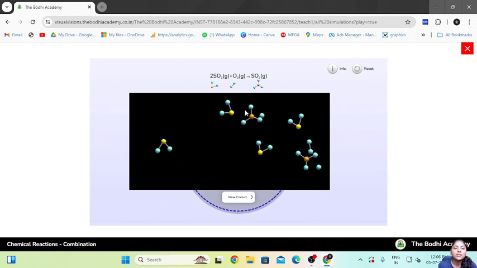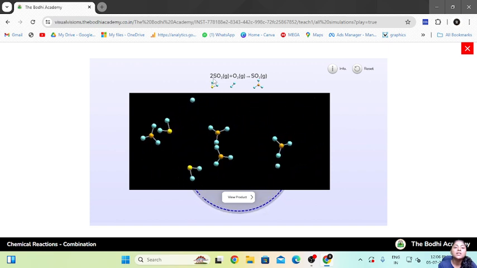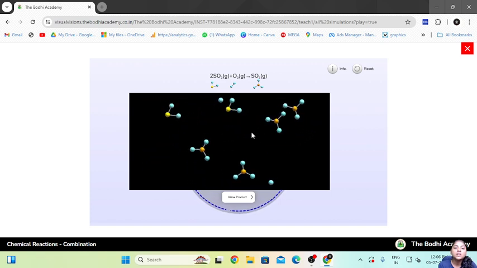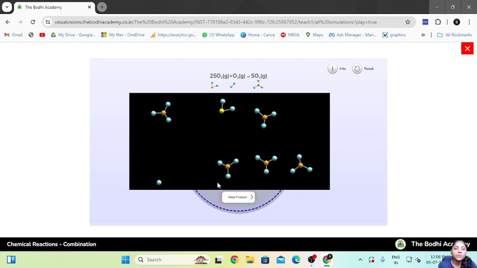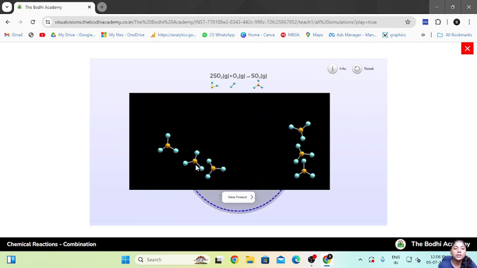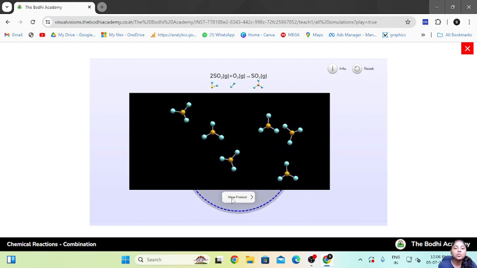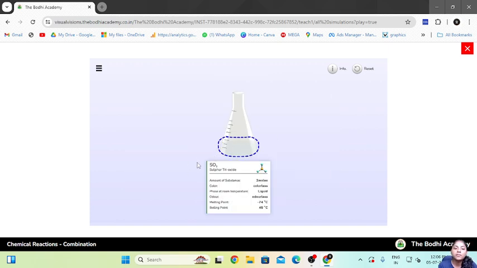So again, see, these oxygen molecules will react with the sulfur dioxide molecule to form the sulfur trioxide. Okay, now these two will combine, and now last this is remaining. So again see, this is also combined now. So we will view the product. Now here we get sulfur trioxide from the reaction between sulfur dioxide and oxygen. So again this substance formed is colorless. At room temperature it is in liquid state, as we can see here, and then it is also odorless, and these are its melting and boiling point.